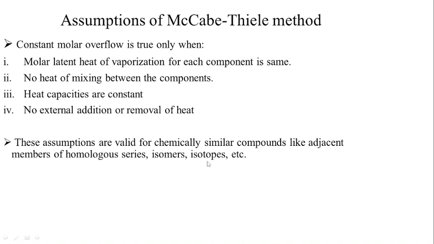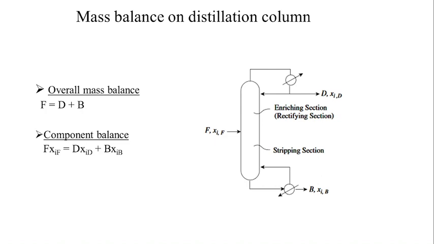So the constant molar overflow assumption is true only when the molar latent heat of vaporization of each component is the same, there is no heat of mixing between the components, the heat capacities are constant, and there is no external addition or removal of heat. And these assumptions are valid for chemically similar compounds like adjacent members of a homologous series, isomers, isotopes, etc.